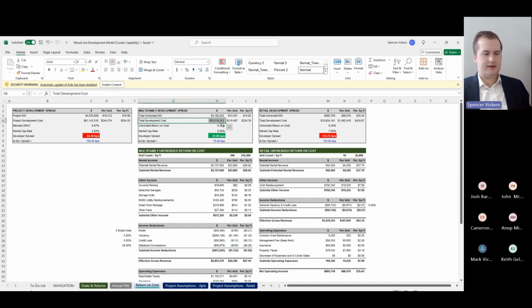And then your total development cost, this is the amount of the project development cost that is being attributed to the multifamily. And I'll show that attribution in a second.